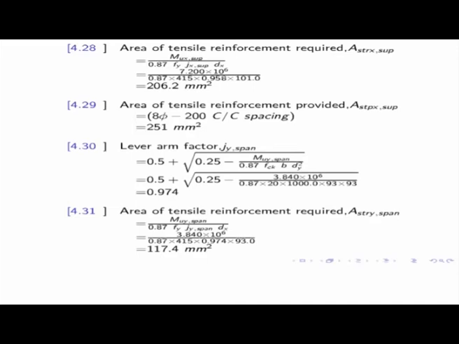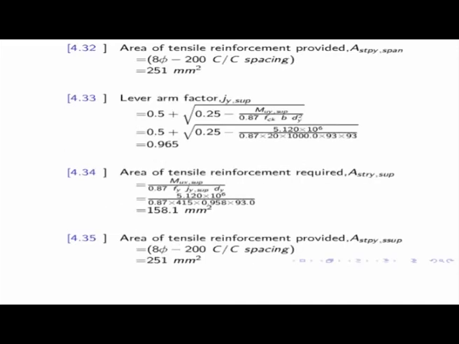Similarly, lever arm factor jy for the span, I am only getting 117.4 square millimeter, and I am providing 251 square millimeter here. Lever arm factor jy at the support is 0.965, and the area required is 158.1 square millimeter, and we are providing 251 square millimeter here.